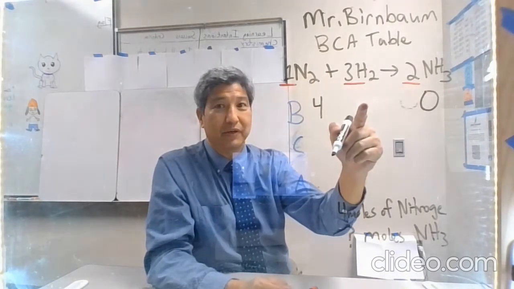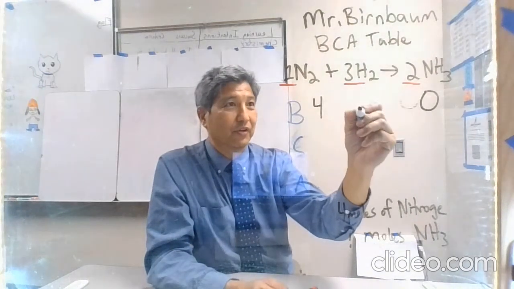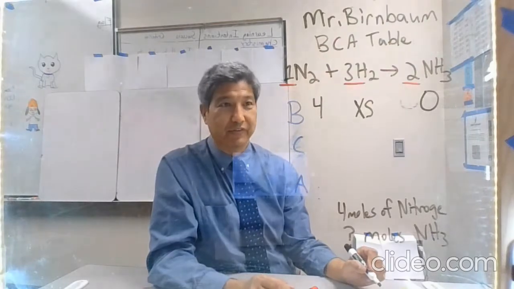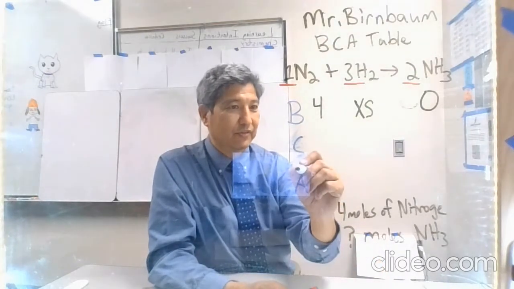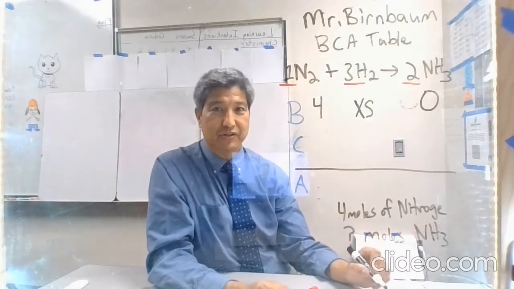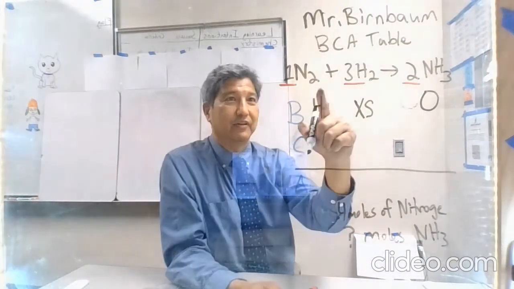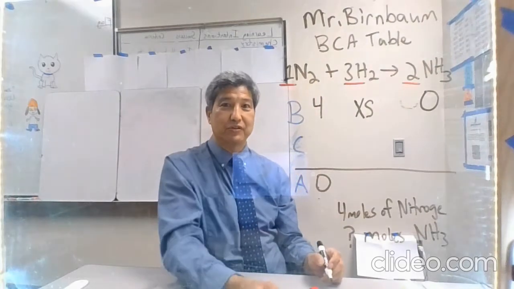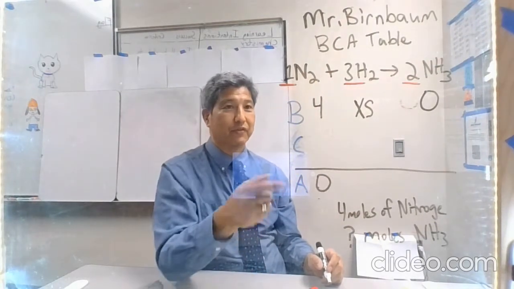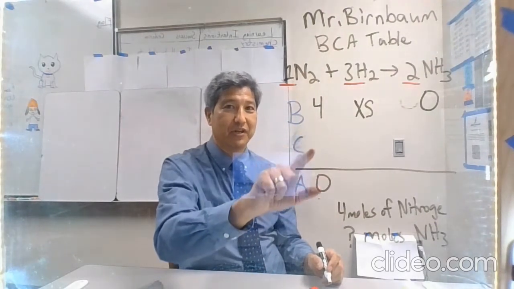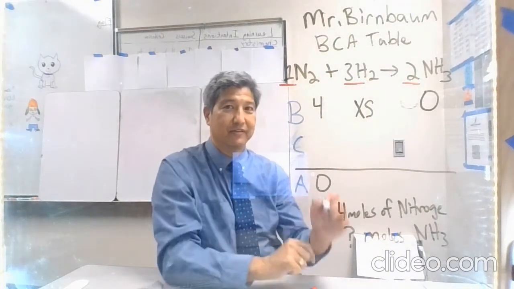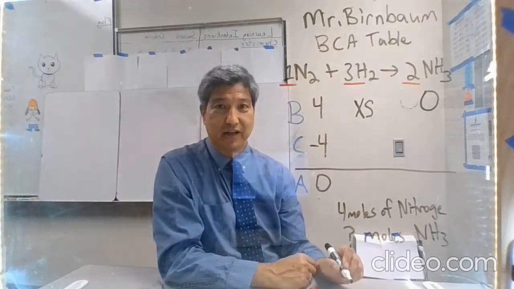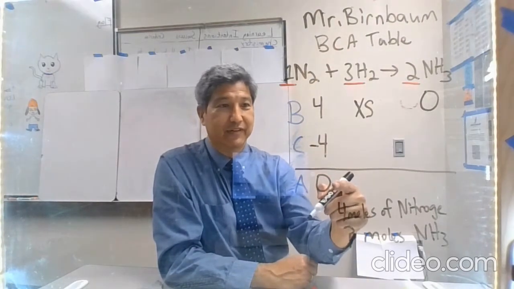And the H2, we don't know how much hydrogen we have. So I'm going to put XS, and then we'll solve this later. So at the end of this reaction, I'm going to have no more nitrogen, because my nitrogen is going to be all used up. So if I use up all of my nitrogen, what's the change? How much did I use to get to 0? Well, I've used 4 moles of nitrogen gas, and then I don't have any left.